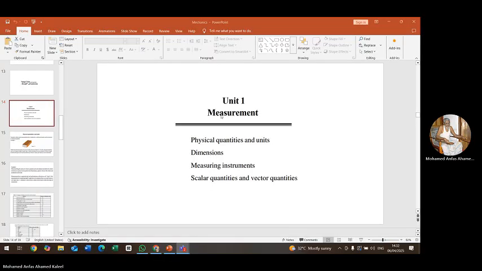God bless you all. Unit 1 is measurement. Under measurement, we are going to study physical quantities and units first. The second one is dimensions. And the third one is measuring instruments, and scalar quantities and vector quantities.